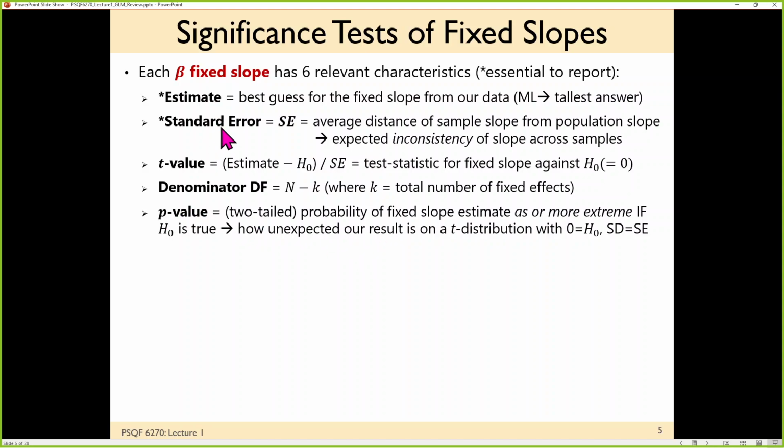So we will still have estimate, standard errors, and p's. We will likely not have denominator degrees of freedom, and that means this is going to be treated as a z instead.